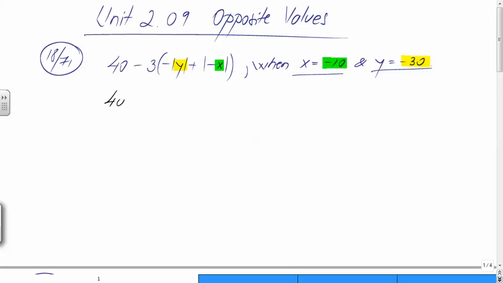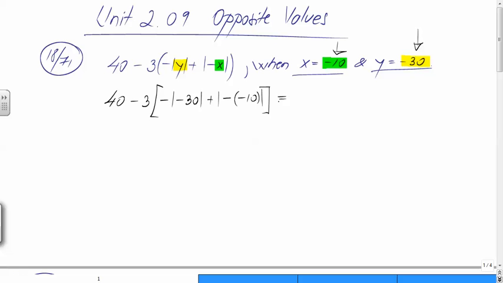My expression will be 40 minus 3 times negative absolute value, right? Absolute value of what? Of y. But y is -30. So the absolute value of -30. You see that -30 will be inside the brackets, plus absolute value of what? Negative. Now be careful because your x is -10. -10. Alright? And then I'm closing my brackets here.